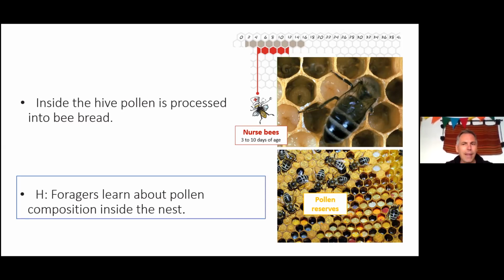And then we hypothesize that even when pollen foragers are sensitive to certain components in pollen, they might be able to learn about pollen composition or certain components of pollen inside the nest, after the pollen was processed and handled by these hive bees, like nurse bees.